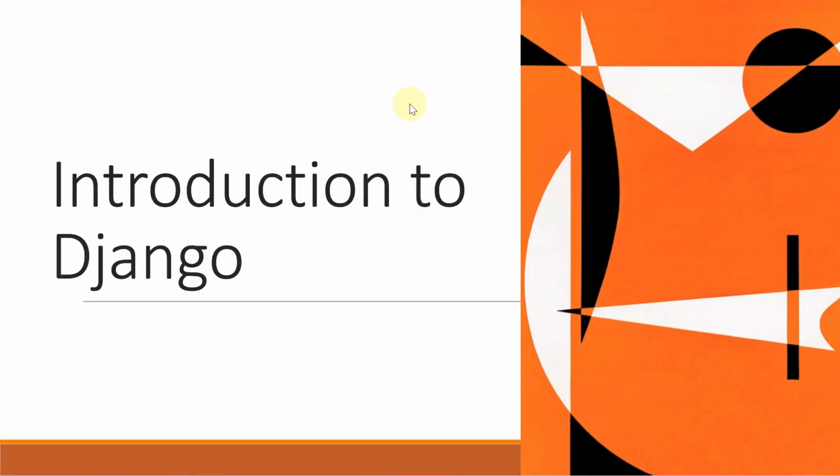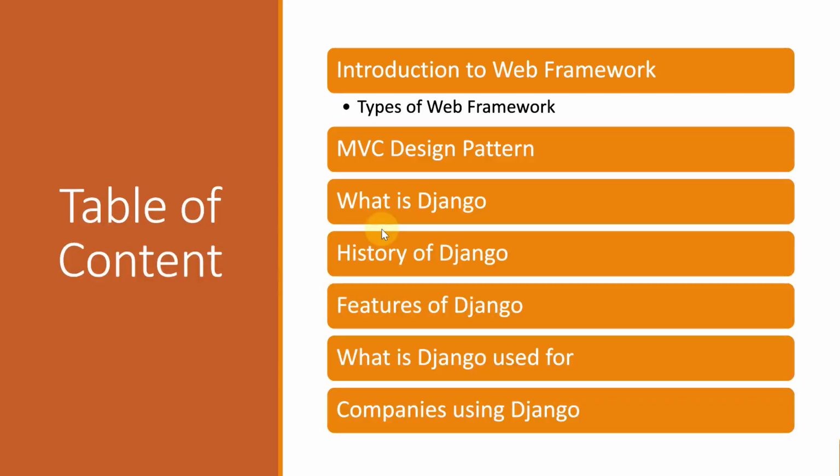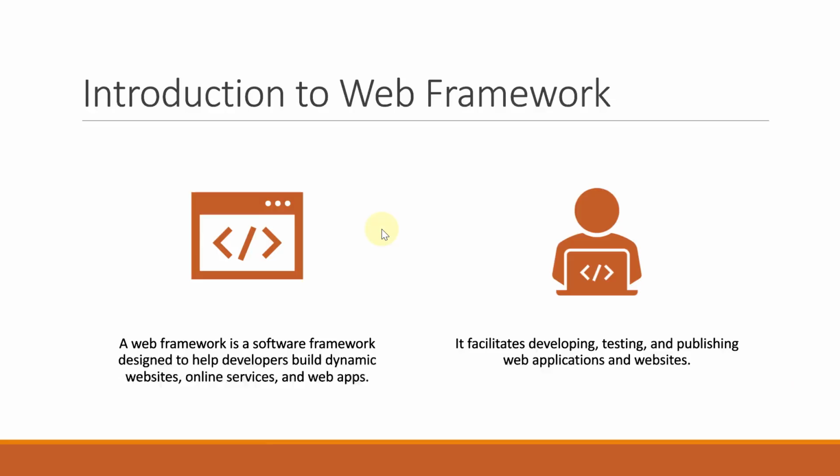In this video we will cover a complete introduction to Django framework. So we start off this video by understanding what are web frameworks. Within this we will also understand the different types of web framework. After this we will discuss what is an MVC design pattern, and then we will jump on to what is Django, and we will understand its history, and then we will discuss some of the key features which Django framework offers. After this, we will discuss some of the key areas where Django has been used, and in the last, we will cover some of the key companies that are using Django framework. Now, let's jump on to our first topic.